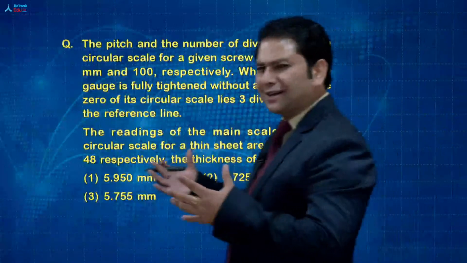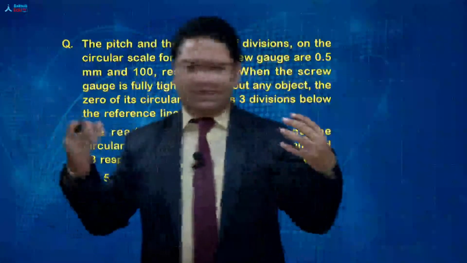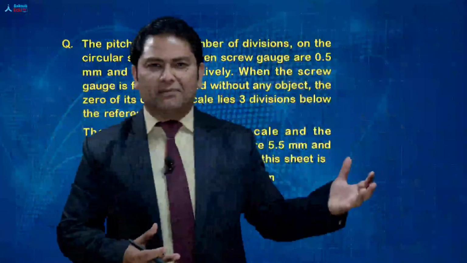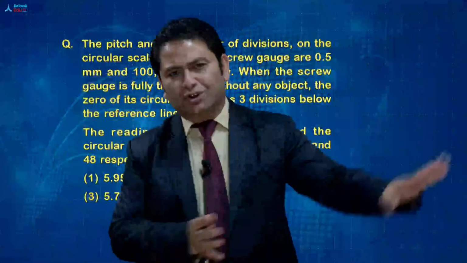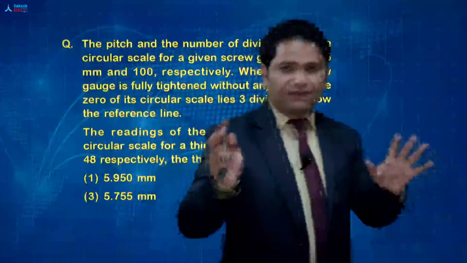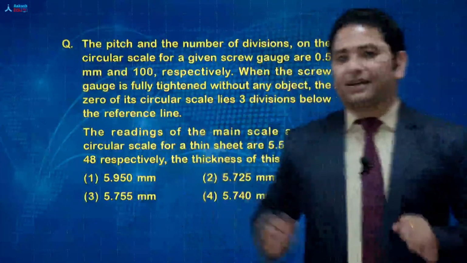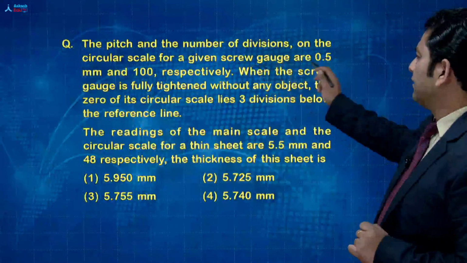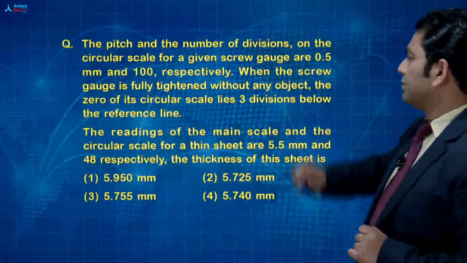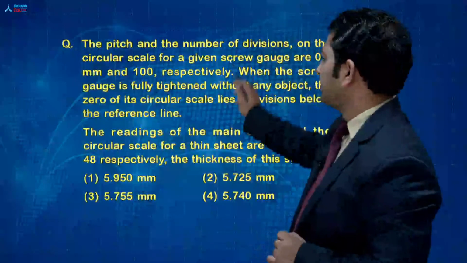लॉट मेनी टाइम्स क्या करते हैं ना, ऑलरेडी आप नेगेटिव साइकोलॉजी में होते, स्क्रू गेज, वर्नियर कैलिपर, एंड द मोमेंट यू सी अ बिगर क्वेश्चन दैट ट्रिगर्स यू, आप कहते हैं छोड़ो इसको, हटाओ, लेट्स नॉट डू दैट, दिस इज अ वेरी इंपॉर्टेंट वैरायटी. ऑलराइट, लेट्स सी. The pitch and number of divisions on a circular scale for this is 0.5 millimeter and 100 respectively.